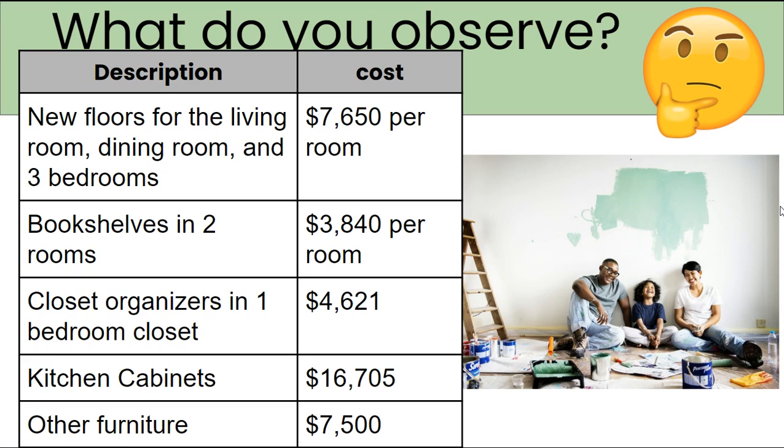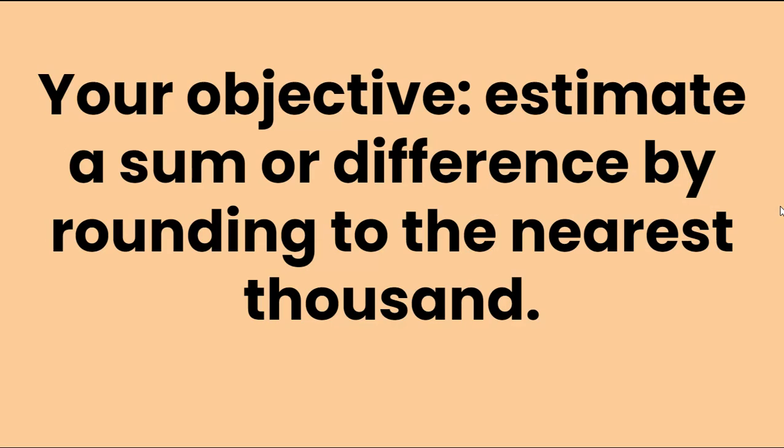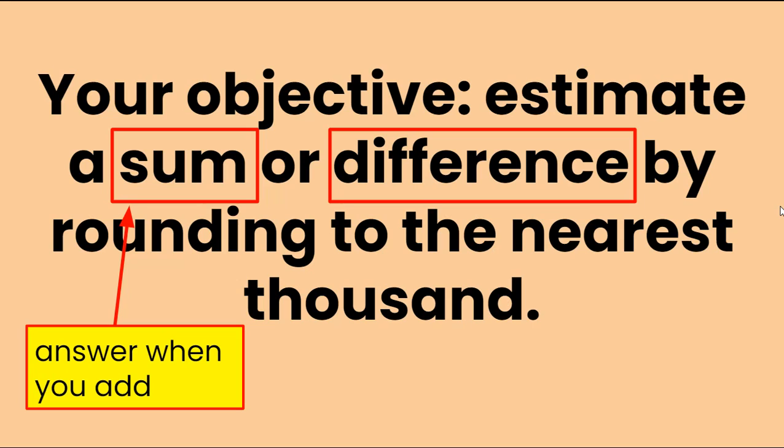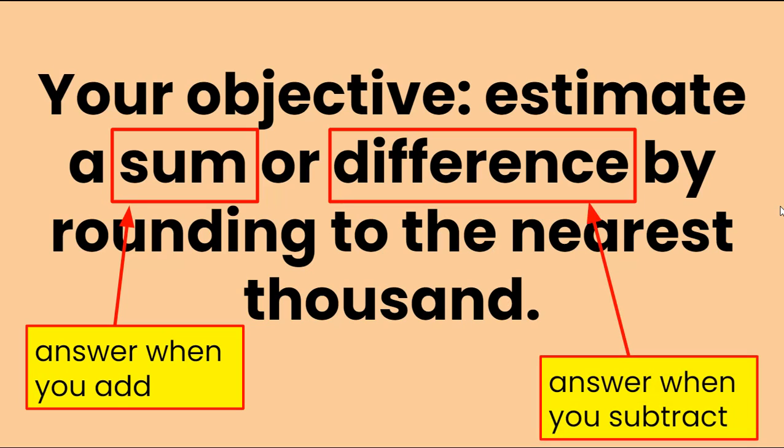However, these numbers are pretty large. There's a lot of digits here. Even if we know that we have to add, how much are we adding? Today, our objective is to estimate a sum or difference by rounding to the nearest thousand. When we use rounding, it can help us to quickly calculate how much something might cost us. What is a sum? The sum is the answer whenever you add numbers together. The difference is the answer whenever you subtract numbers from each other.